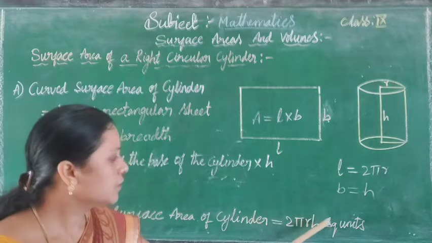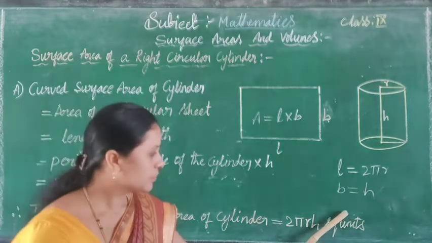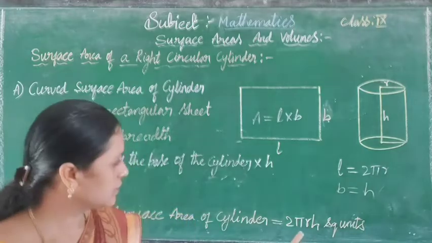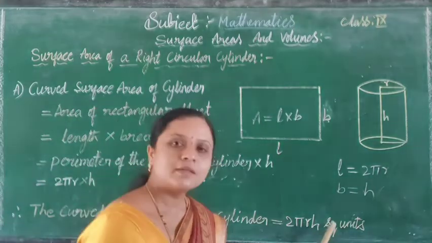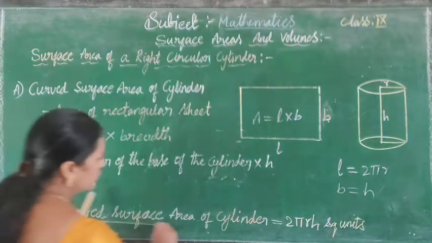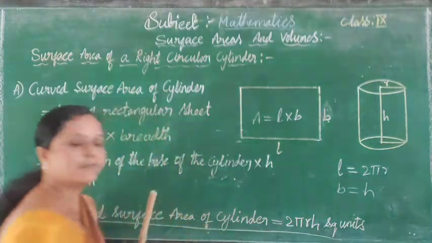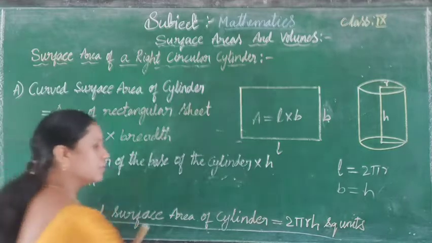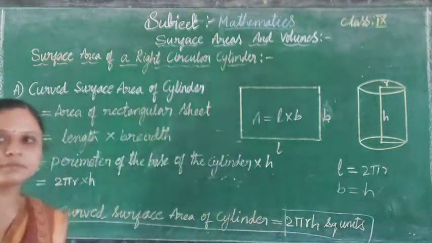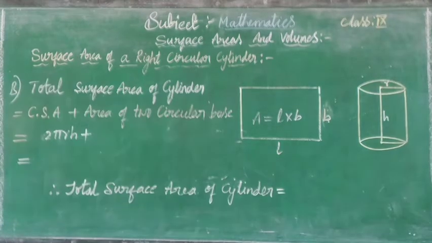Suppose it is in meters, you write meter square. Suppose it is in centimeters, you can write it as centimeter square. So finally, you write the curved surface area of the cylinder is equal to 2 pi r h square units.